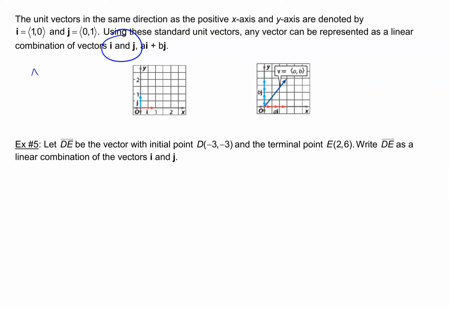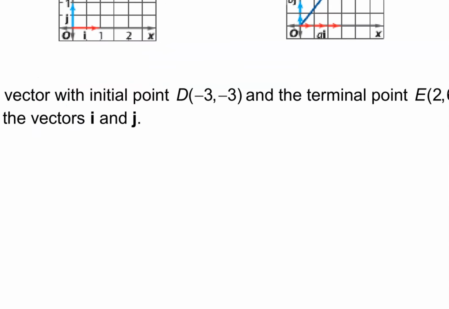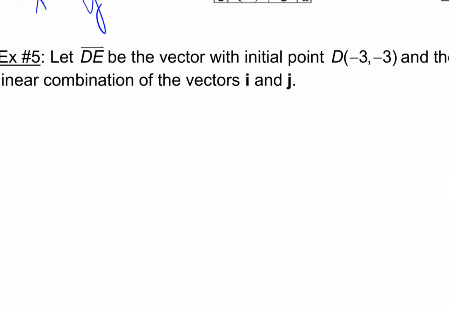Just so you know, I might write it as i hat and j hat because this is physics. You use these unit vectors, and k hat is in the z direction. i is in the x direction, j is in the y direction, and k hat is in the z direction. I don't think you've dealt with z before, so we'll ignore it. The first thing we must do is find the component form of DE.